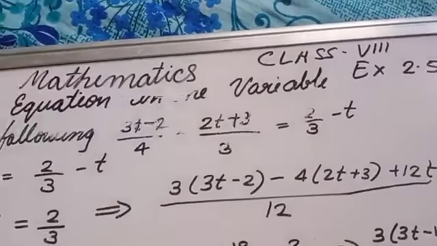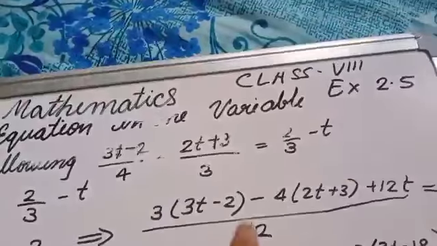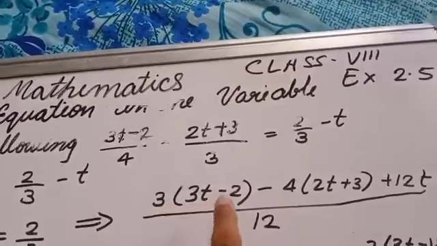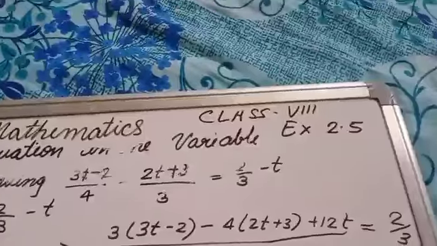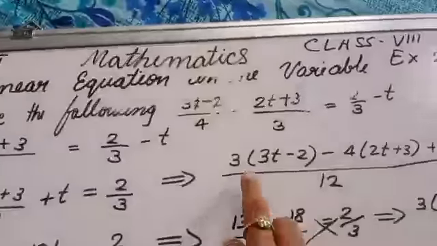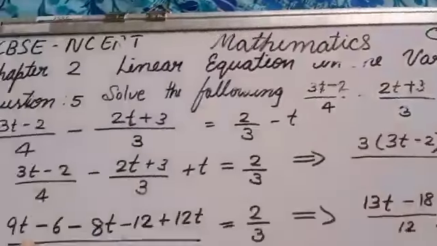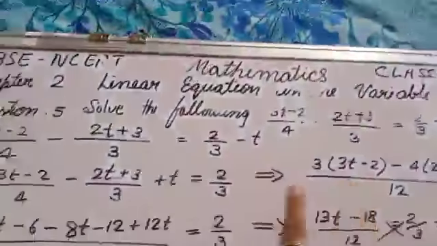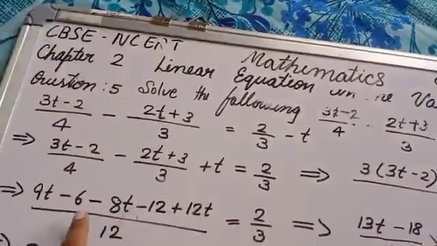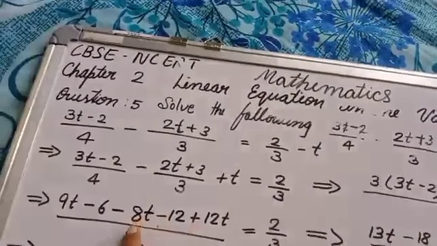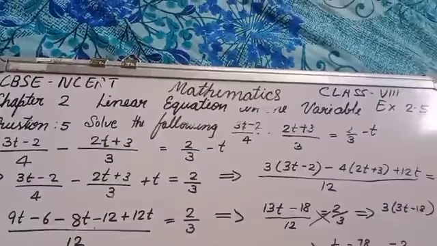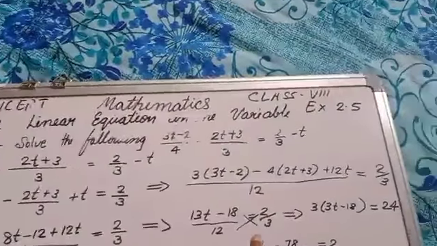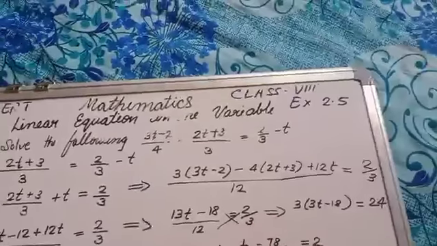So 3 4s are 12. 12 is the LCM. We multiply 3 into 3t minus 2, 4 into 2t plus 3, and 2 by 3 you will be getting. After that there is a bracket, outside we have to multiply. 3 2s are 6, then 4 2s are 8, 4 3s are 12, plus 12t, 2 by 3. In this way, after this we have to do the cross multiplication.